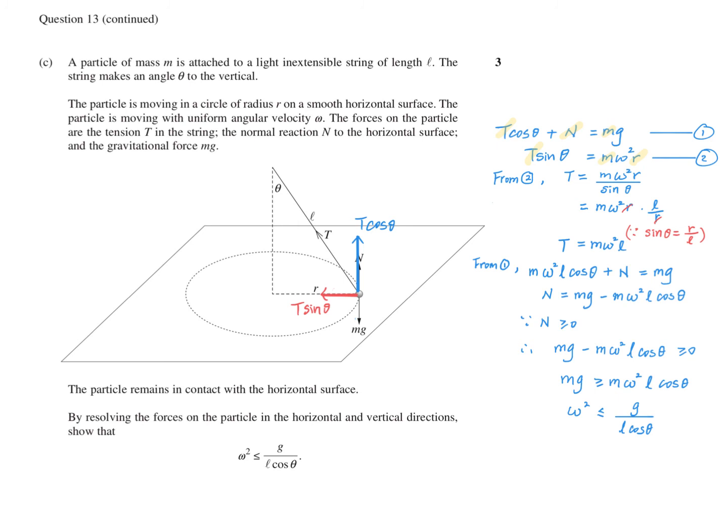And since the particle remains in contact with the horizontal surface, the normal reaction should be greater than 0. Therefore, mg should be greater than m omega squared L times cosine theta. Now we divide the whole inequality by mL cosine theta. As all these values are positive, we will get the inequality required by the question.